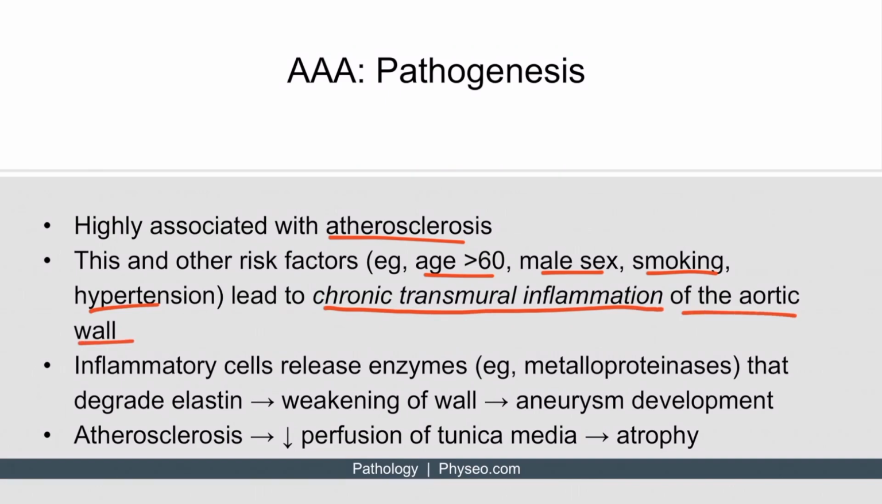Inflammation leads to the release of enzymes, such as metalloproteinases, which degrade elastin, weaken the wall, and ultimately cause aneurysm development. Additionally, atherosclerosis results in buildup on the tunica intima, which decreases the perfusion to the tunica media. This causes atrophy and weakness in the aortic wall.